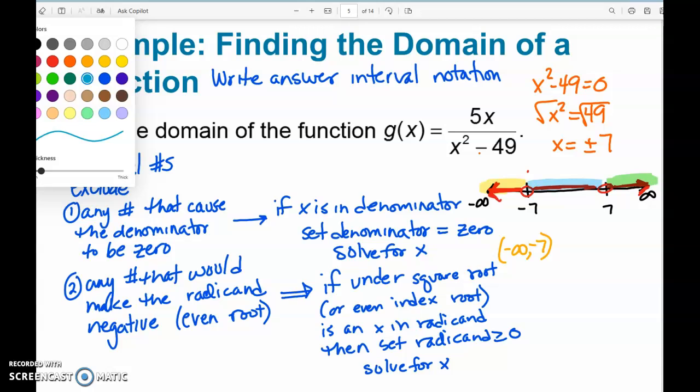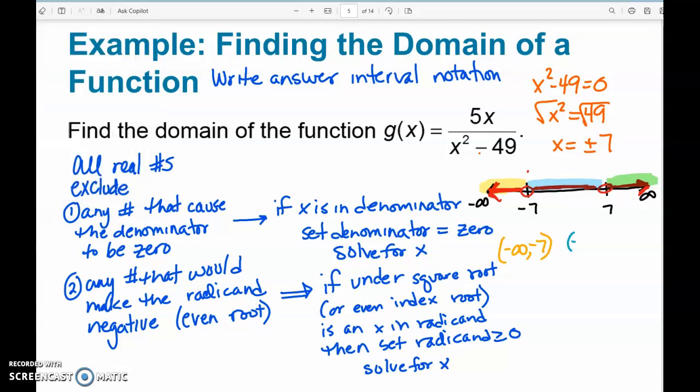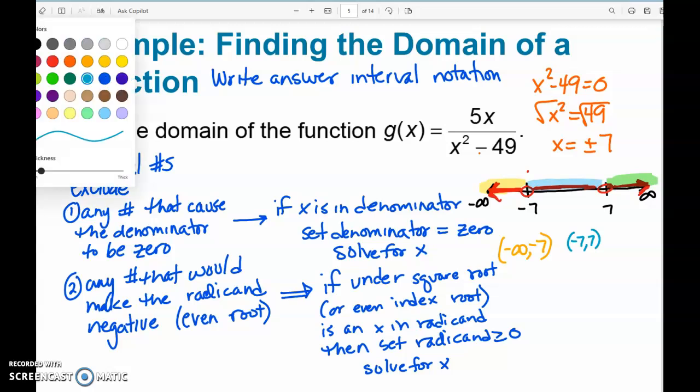For the blue part, that's the part between -7 and 7. So which is the smaller endpoint? -7. +7 is the larger endpoint. I'm excluding both -7 and 7, so parentheses on both sides there.